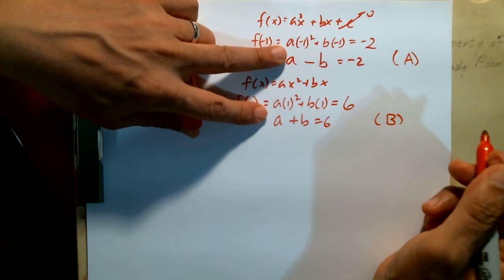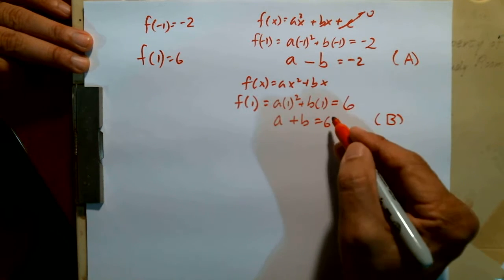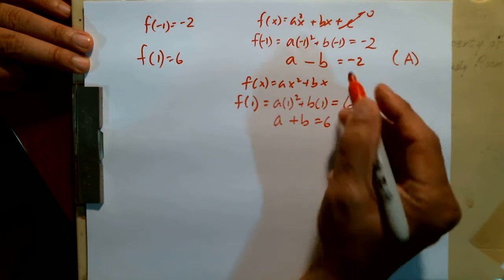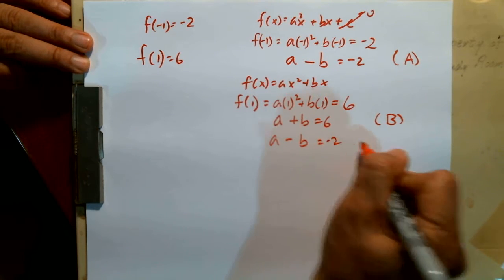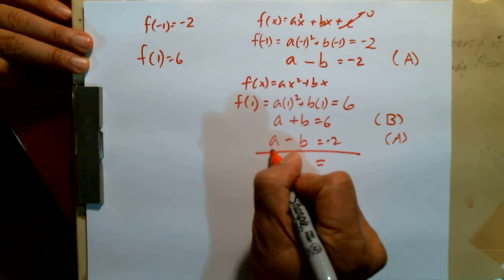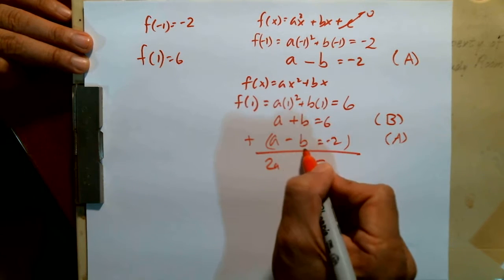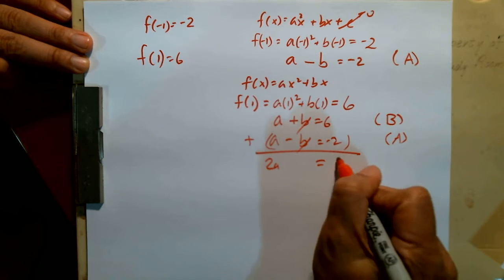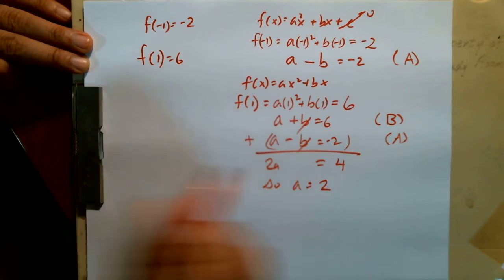You have two equations with two unknowns. Well, what are we going to do? We're going to probably use linear combination, or another word for linear combination is elimination. We're just going to put this on top of this. A minus b is equal to -2. That's equation A again. We're just going to add. We get a plus a is 2a. B plus -b cancels out. 6 plus -2 is 4. So a equals 2, dividing by 2 on both sides.